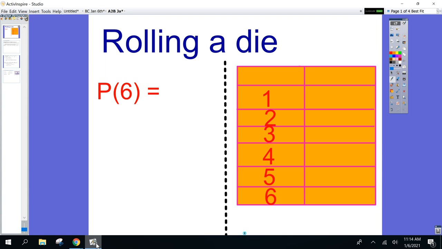If I roll a die, what have we always said is the probability of just rolling a 6 on a die? What are my chances of rolling a 6? Okay. 1 out of 6. So it's a 1 out of 6 chance, right, guys? Most of you guys did a nice job on that assignment yesterday. It's a 1 out of 6 chance.